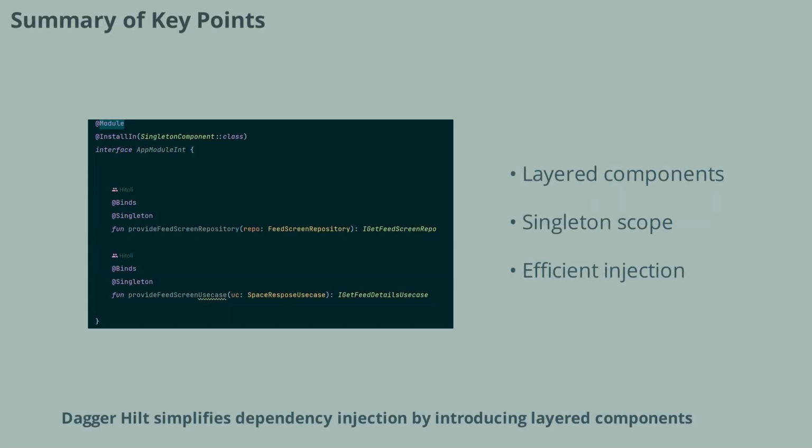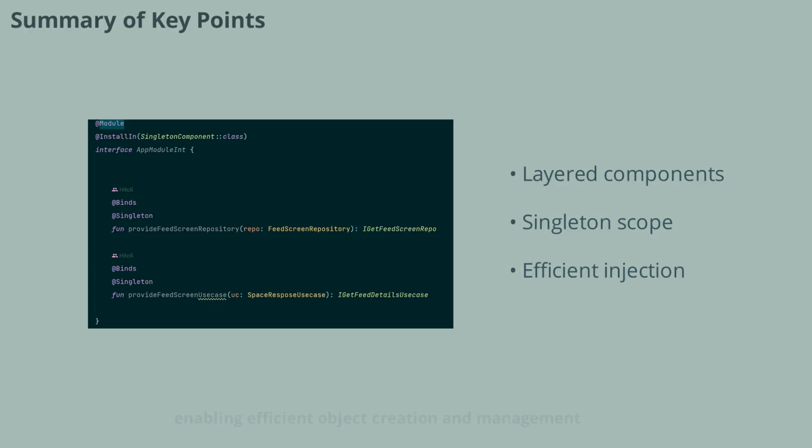Dagger Hilt simplifies dependency injection by introducing layered components, such as the singleton component, enabling efficient object creation and management. The install-in singleton component class annotation signifies the seamless integration of Dagger Hilt and represents an improvement over the complexity of Dagger 2. Singleton component specializes in scoping dependencies within the application context, while activity component and fragment component allow for more granular dependency management. Dagger Hilt's injection process involves initial checks for inject constructors, searching for provides within relevant components, and utilizing the singleton component for object creation and injection.